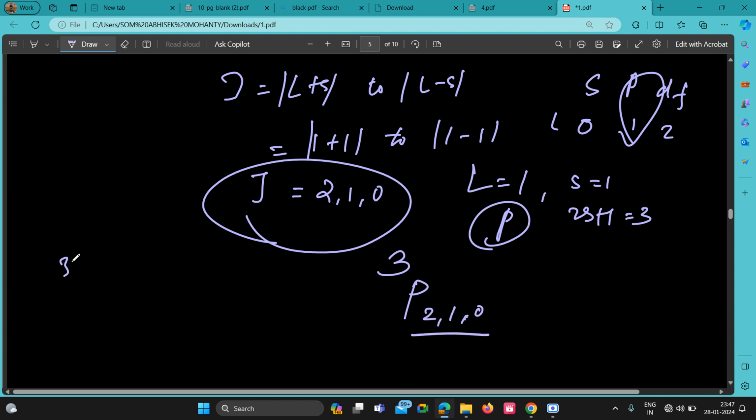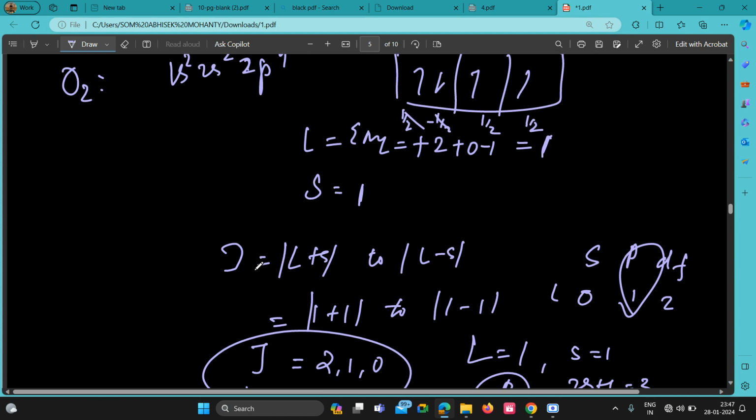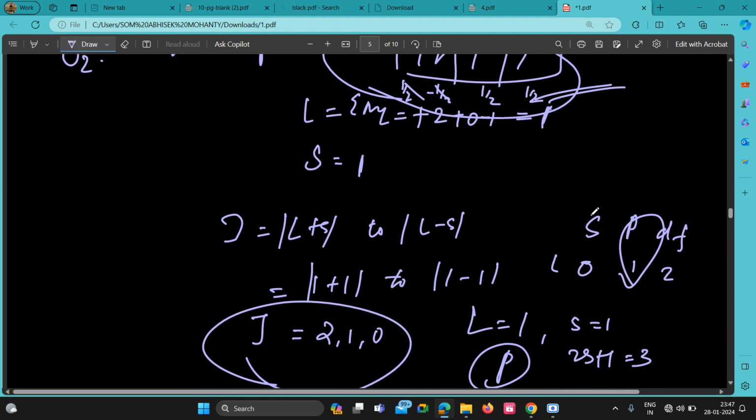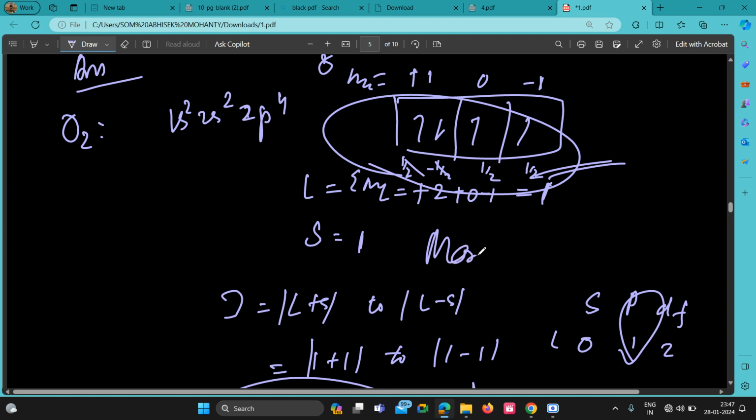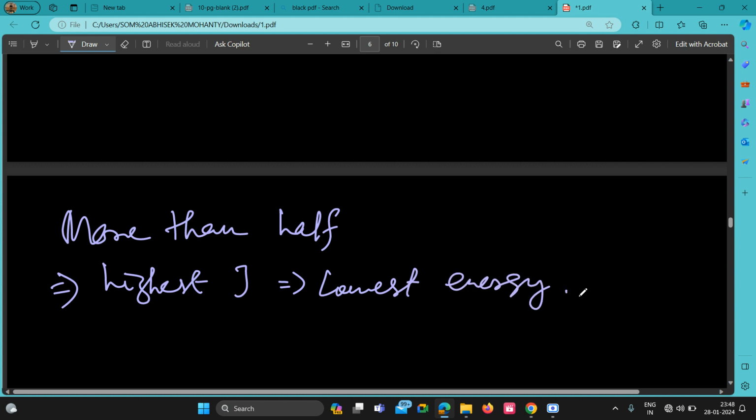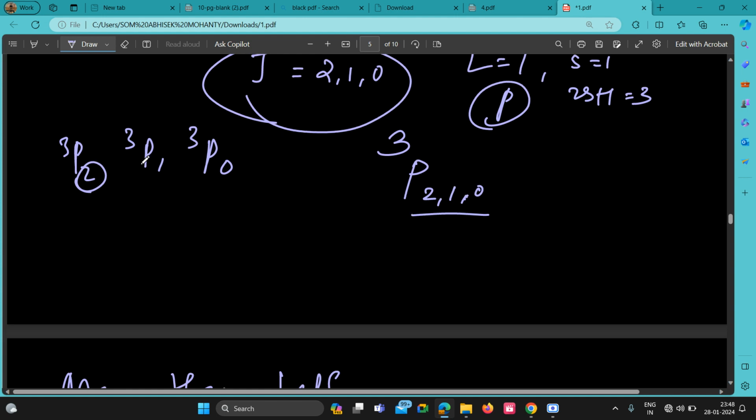Now there are three terms. So which term is the ground state energy? See what is happening here. This orbital is more than half filled, isn't it? Half means 3 for P. So it's more than half filled. So for more than half filled, highest J will have the lowest energy. Is that clear? So what is highest J? 2. So 3P2.